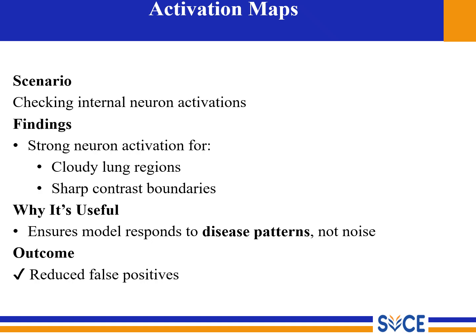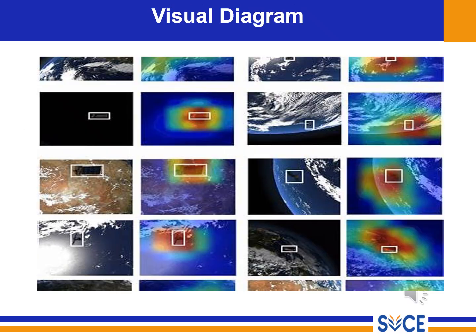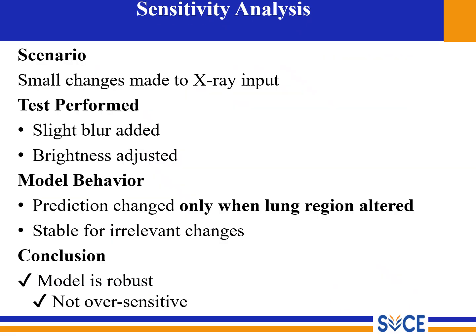Next, we check how the neurons behave. Findings: strong activation for cloudy lung regions, a response to disease patterns. For robustness testing, slight blur shows no major change, and brightness change is stable. But a lung region change changes the prediction. So the conclusion: the model is stable and not sensitive to noise.